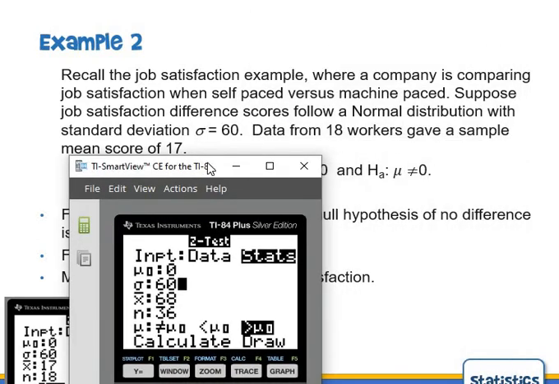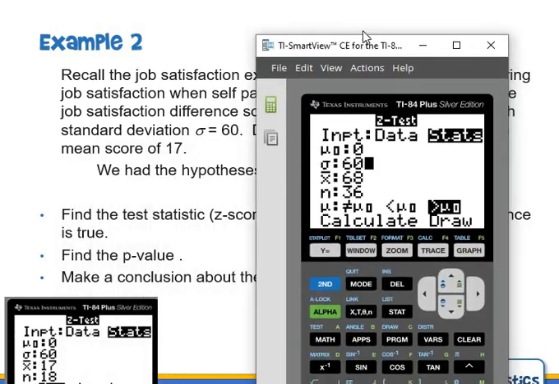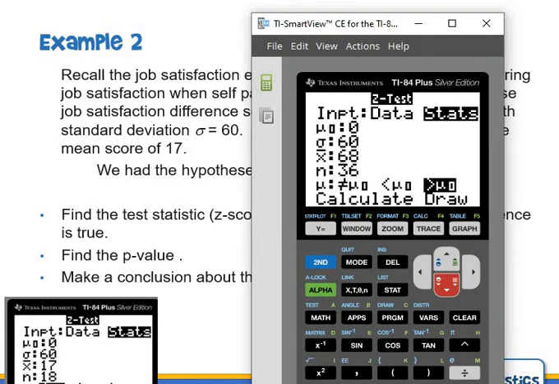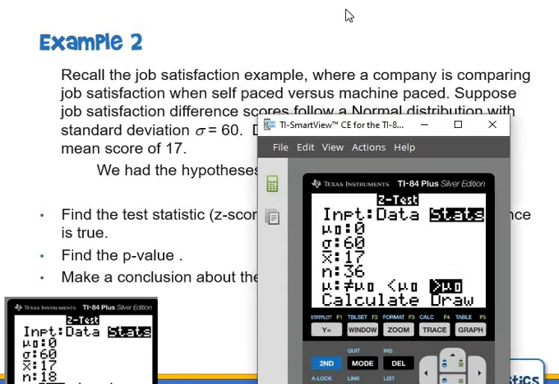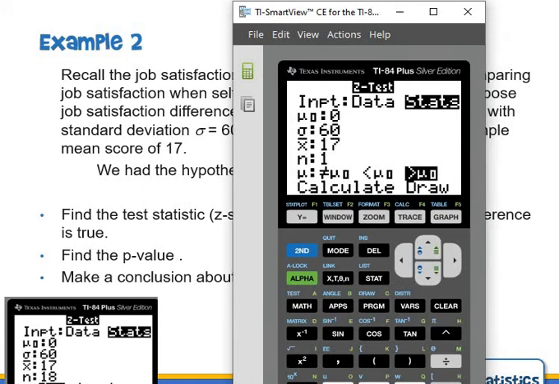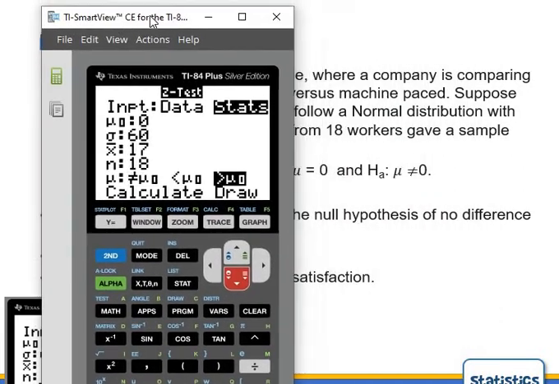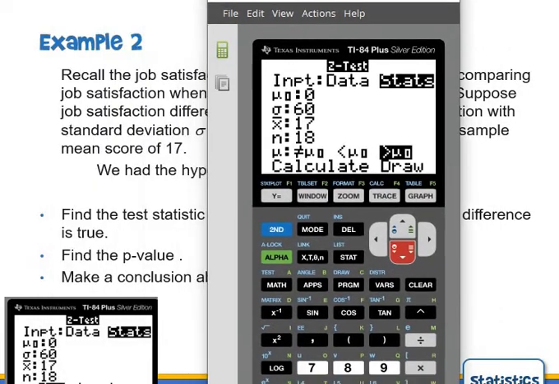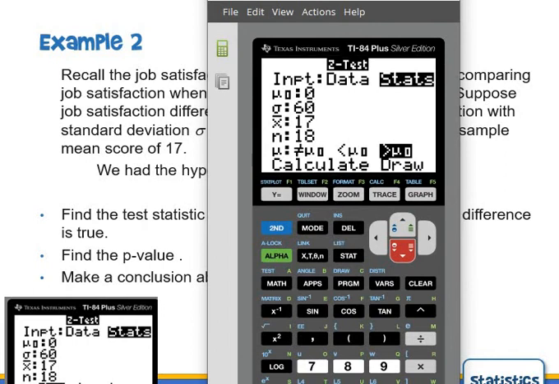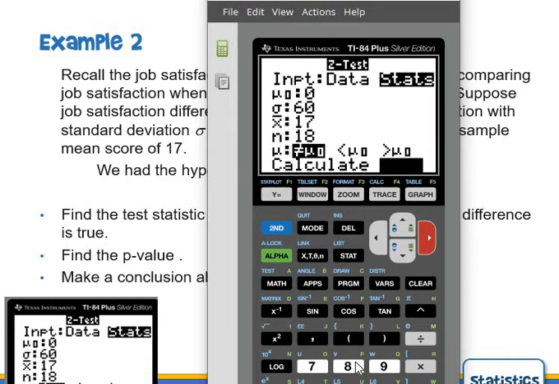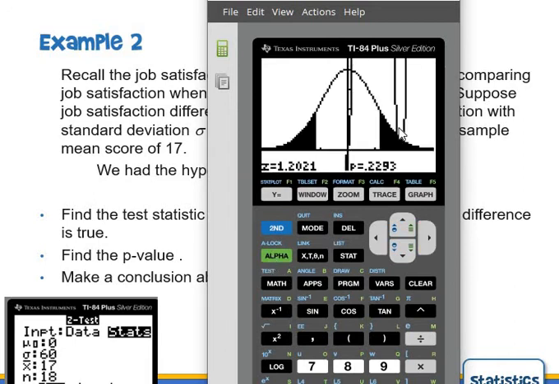What is x bar? That's the mean from the sample, which is 17. And then n, the sample size, was 18. The data came from 18 workers. And then you have to pick your alternative hypothesis: mu is either equal, not equal to, less than, or greater than. We're going with not equal to mu sub 0, which is 0 here. And then you have the option to calculate or draw. They'll both give you the same information. If you draw, it'll show you the picture of what you're doing.